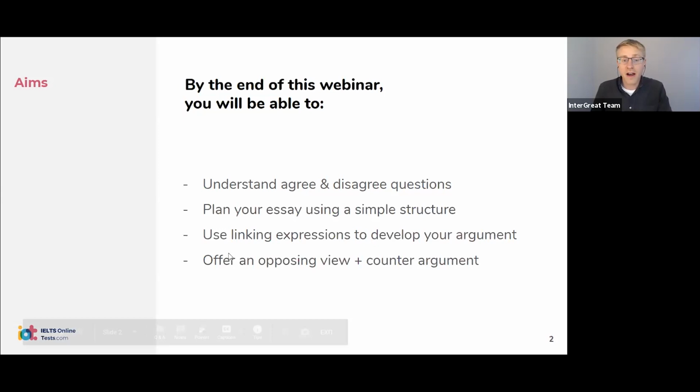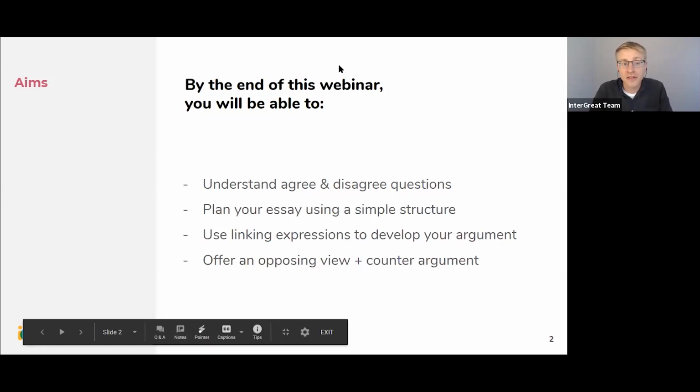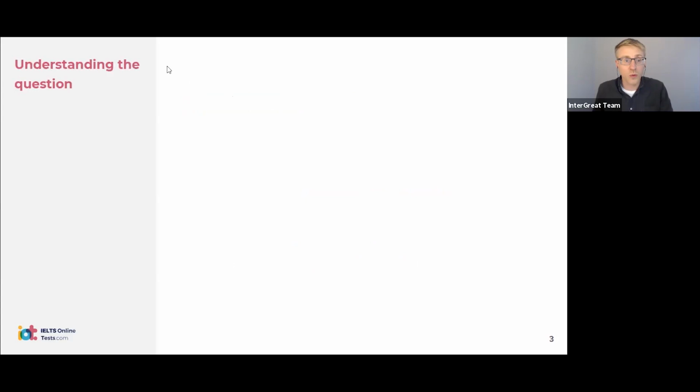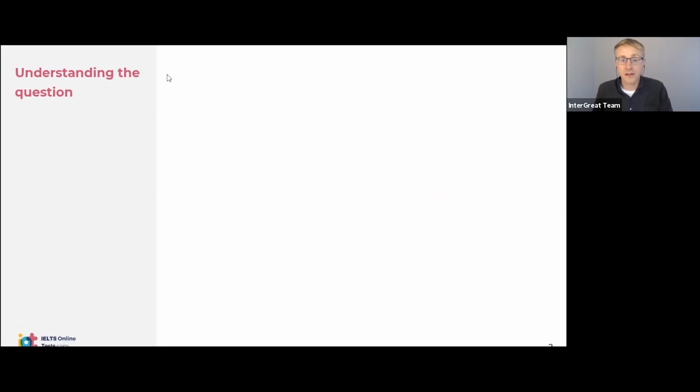So we'll look at the language that you can use and where in the essay is suitable to make a concession. The topic of this essay is about the environment, what we can do as individuals and as society to protect the environment. So there's going to be a lot of topic related vocabulary in there as well. So that's the plan for the session. I think we can jump right in to understanding the question.